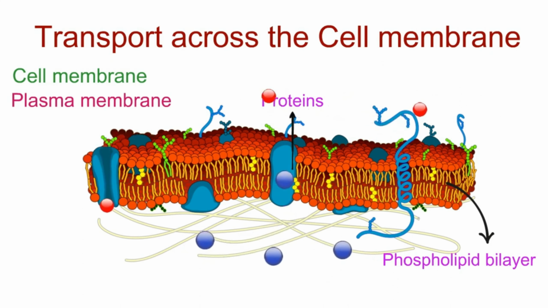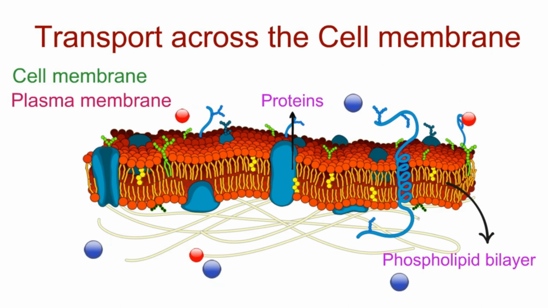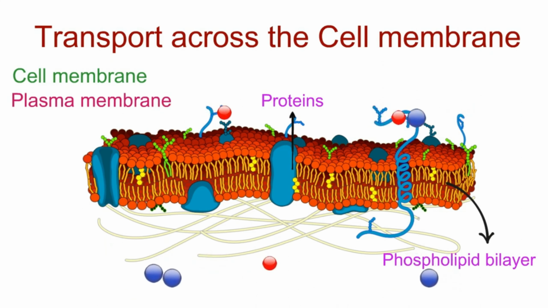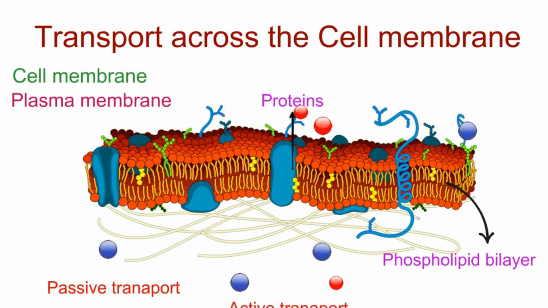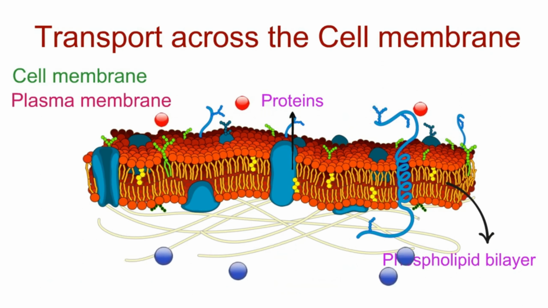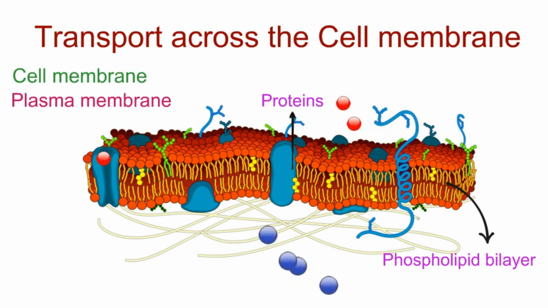To facilitate this controlled exchange, the cell membrane employs several mechanisms, including passive and active transport processes. Let's discuss all of them in detail.